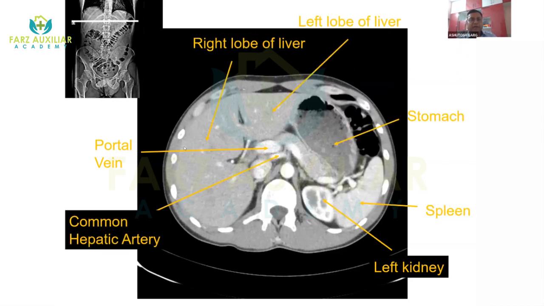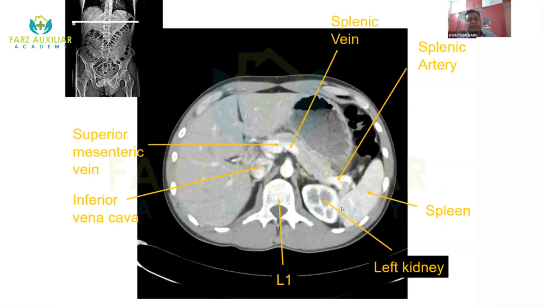Then this is the right lobe of the liver, this is the left lobe of the liver, portal vein, common hepatic artery, this is inferior vena cava, aorta, left kidney. Now you can see the differentiation between the cortex and medulla of the kidney. This is the spleen, and then you can see the splenic artery supplying the spleen. This is a kidney, left kidney.